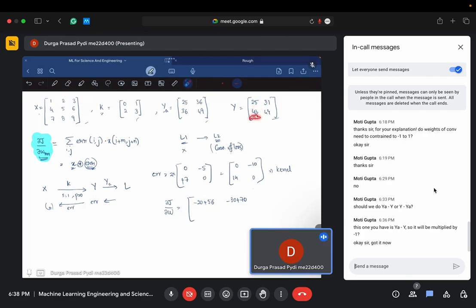If you apply this on this kernel, you have 4 times 0 plus 5 plus 14, 19, plus 24 is 43. So this is correct. 25 is correct. 31 is correct. If you check the last one, 6 plus 16, 22, plus 27 is 49.